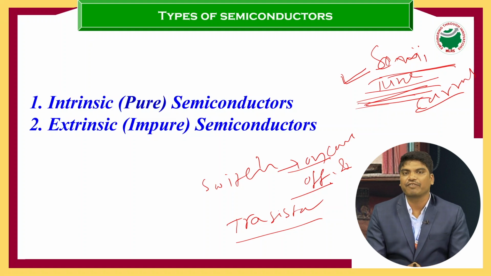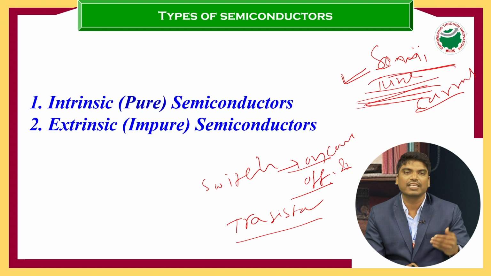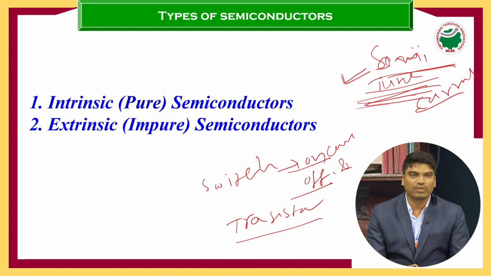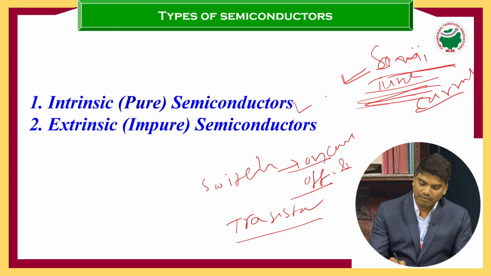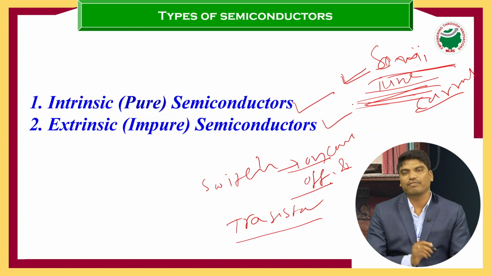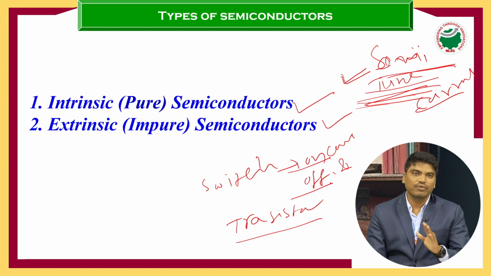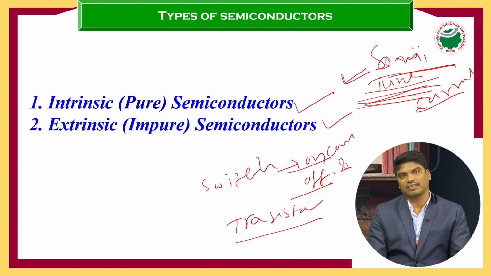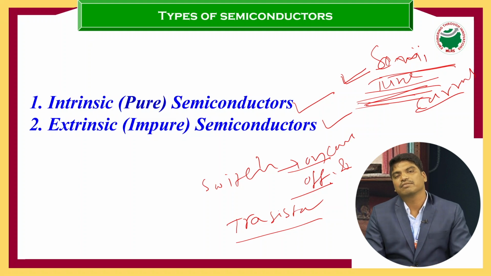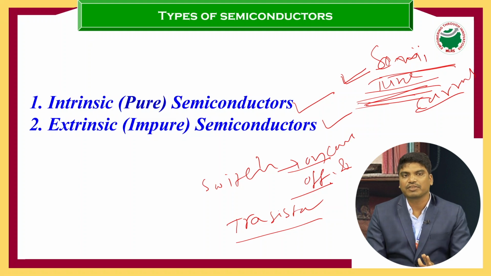With this brief introduction, I am starting the next topic. There are two fundamental types of semiconductors. The first one is intrinsic and the second one is extrinsic semiconductor. Intrinsic means pure semiconductor. Pure means naturally it is a semiconductor. We are not adding any impurities or manufacturing anything; naturally it has semiconductor properties. Such semiconductors are known as intrinsic semiconductors.